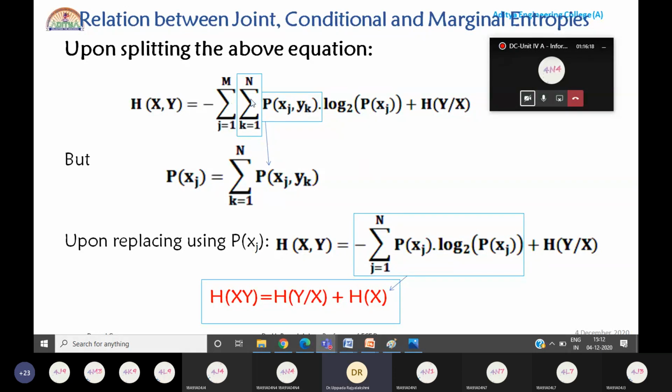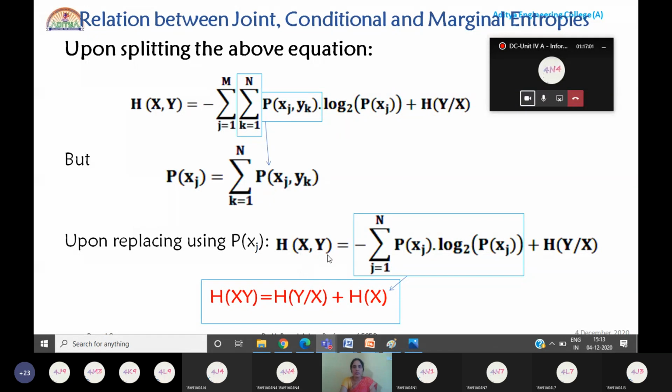Okay, so if you observe the first term of the equation carefully, here you have summation k is equal to 1 to n p of xj comma yk. Here if you sum over k is equal to 1 to n, yk can be exhausted, so that you get only the marginal probability matrix. The relation is p of xj is equal to summation k is equal to 1 to n p of xj comma yk. So you can replace this whole value as p of xj.